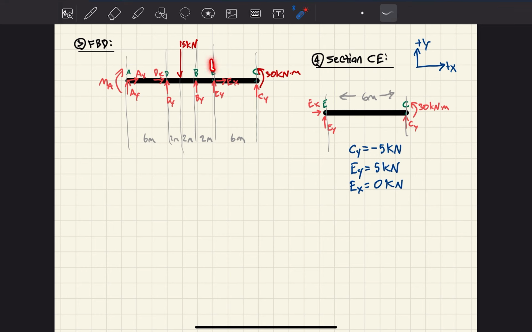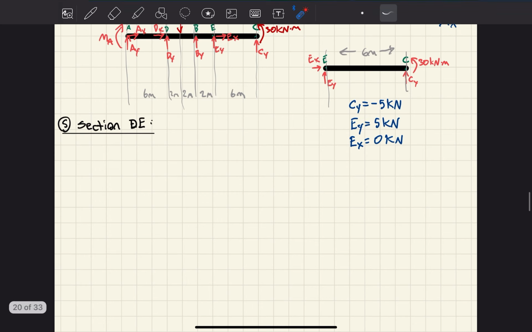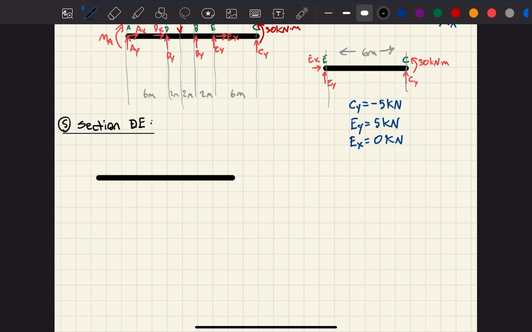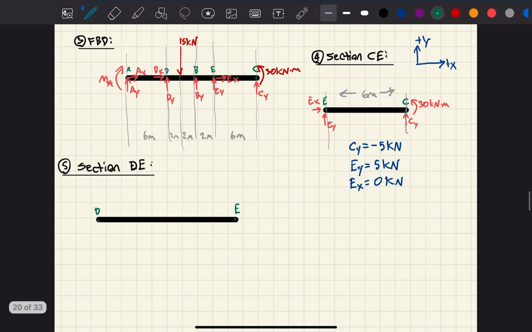We're going to look at section DE now. We'll draw it right here. So section DE. We're going to analyze the forces in this section and the moments. This is going to be point D. This is going to be point E. Point B is going to be around here maybe. And then let's put the dimensions on there.